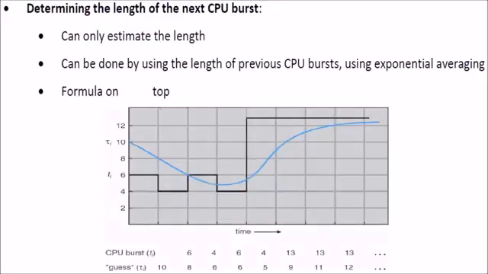How to determine the length of the next CPU burst? You can estimate it. It can be done using the length of the previous CPU burst. You can use exponential averaging and guess the time: if it has taken this much time previously, what it is going to take in the next. This is how it can be implemented.